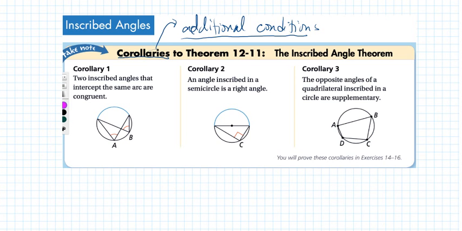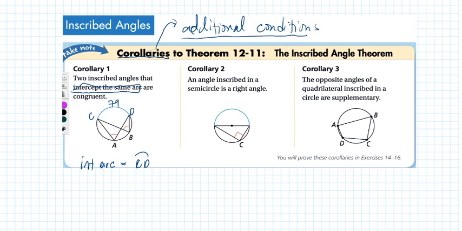Number one, what is it saying? Two inscribed angles that intercept the same arc are congruent. The keyword here is the intercepted arc. In this case, what is the intercepted arc? Let's put a name, C and D. The intercepted arc is arc CD. So this is the arc. Say for example, let's say it is 79.